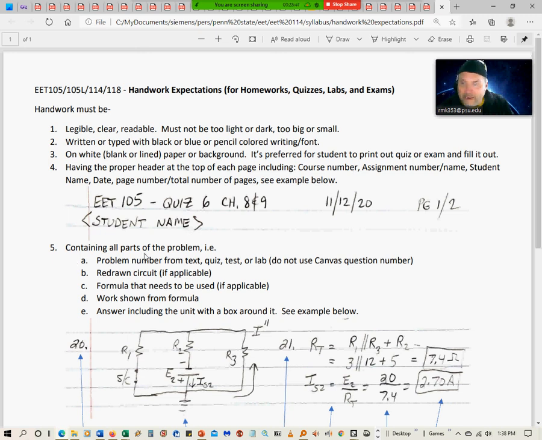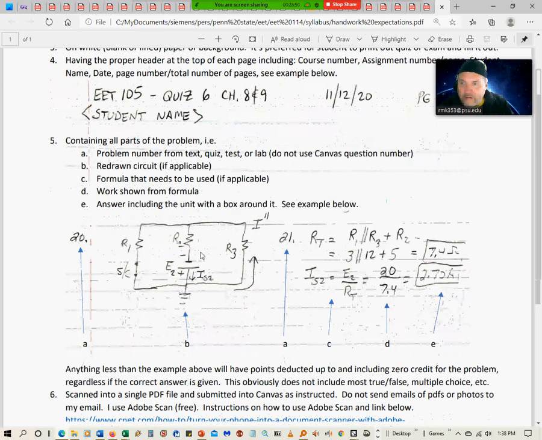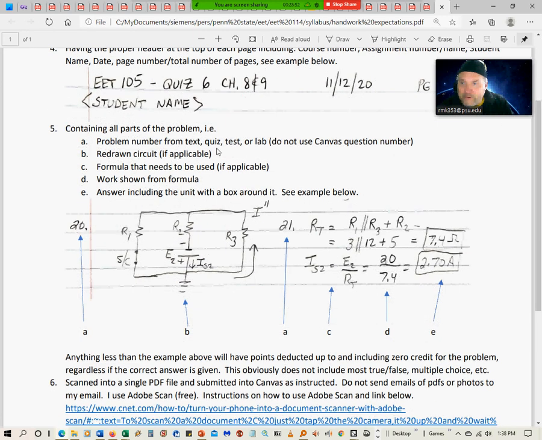Each problem has to contain all parts of the problem, i.e. the problem number from the text, quiz, test, or lab. Do not use the Canvas question number. Those question numbers don't mean anything to me. When I put the Canvas quiz together, it doesn't even number them until after I'm done. So if you say, hey, I had a problem with question 20, don't do that. Go to the quiz or the test or the homework or whatever, and tell me the problem number from there, and we could start from there.